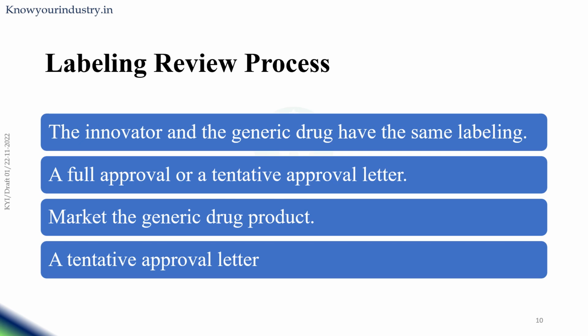A full approval letter details the conditions of approval and allows the applicant to market the generic drug product. A tentative approval letter is issued if there are unexpired patents or exclusivities accorded to the reference listed drug, that is RLD. So this was all about the registration process in US.